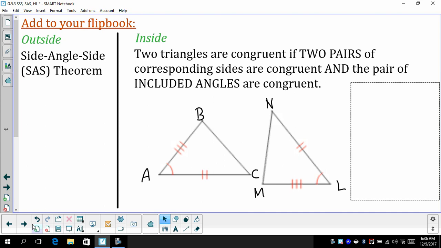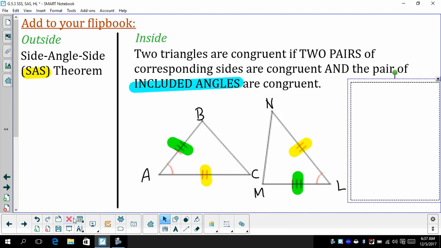The next theorem is called the side-angle-side theorem, which we often refer to as SAS. If we have 2 triangles and we know that 2 pairs of sides are congruent, so here we have AC and NL, we have AB and ML, that's 2 pairs of sides congruent. And we also know that the included angles are congruent. Now that's a really important vocabulary word. The included angles are congruent.